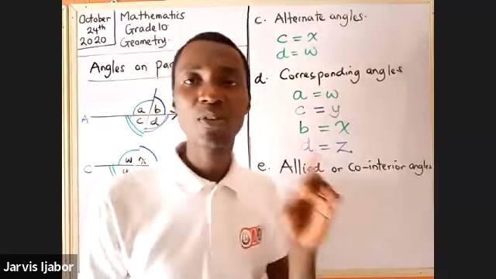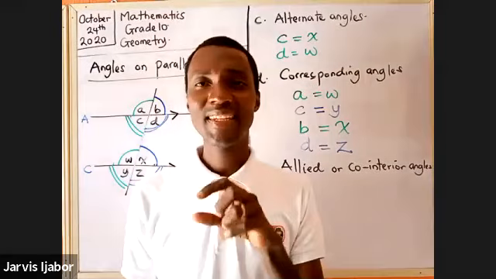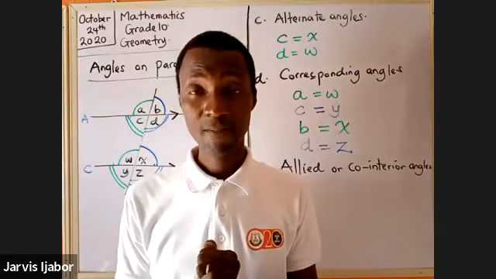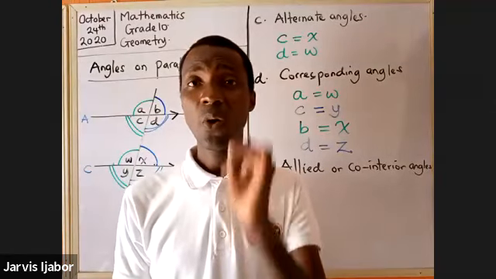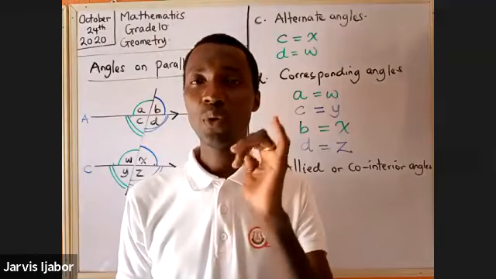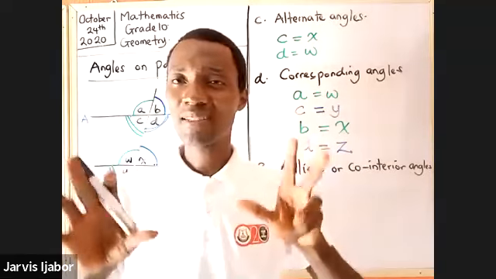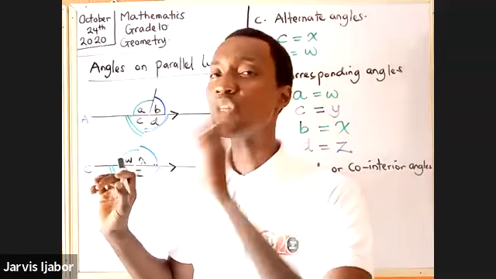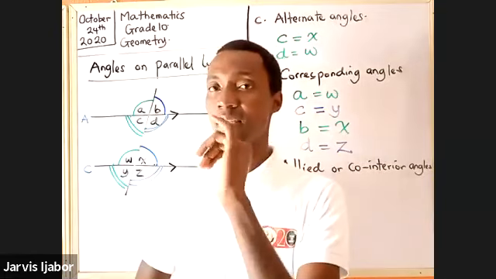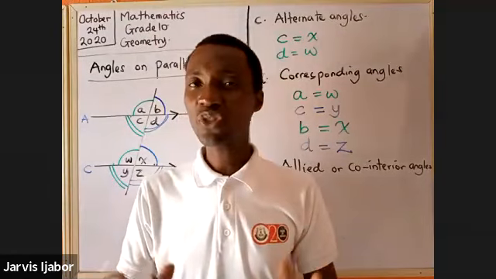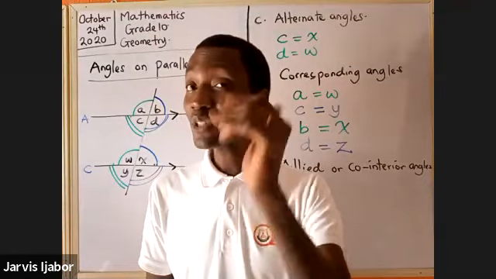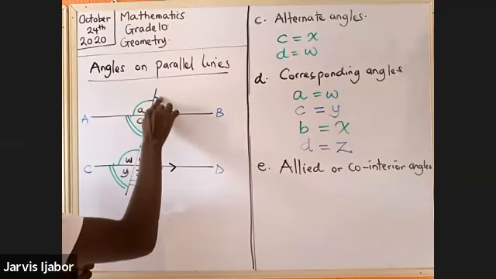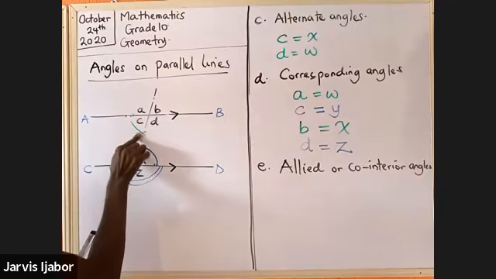The first understanding you must have about allied or co-interior angles is that they are supplementary. That is, they sum up to 180 degrees. Allied or co-interior angles sum up to 180 degrees. Now, understand how the sketch works when it comes to parallel lines. For parallel lines, you're only considering two angles per time. So I'll clean this up and show you how the allied co-interior thing works.